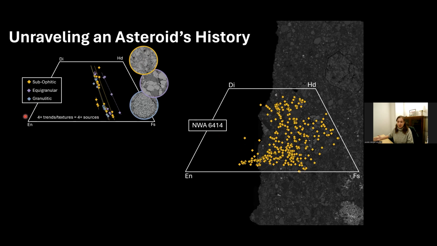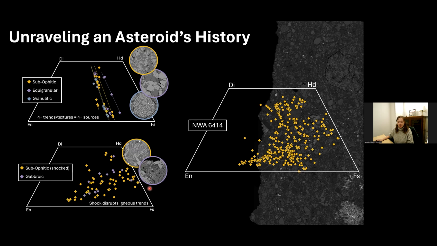So we have at least 4 trends, and we have at least 4 magmatic sources recorded in this meteorite. We can then look at the ones that have been really shocked, and we can see how those nice igneous trends have been disrupted and stretched across towards calcium and iron. That gives us an idea of what's actually happening during the shock process, by which elements are being mobilized. And so there's a lot that we can learn from that.